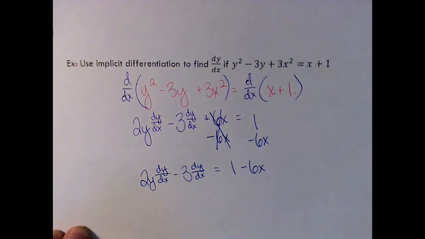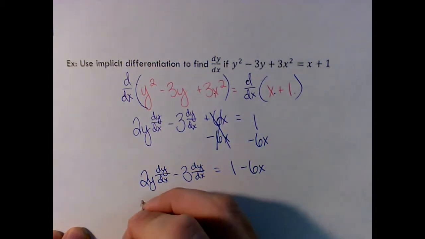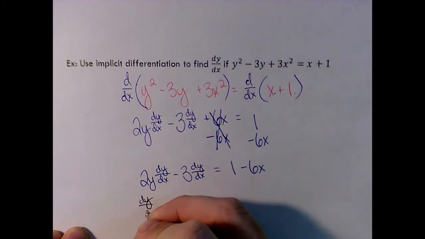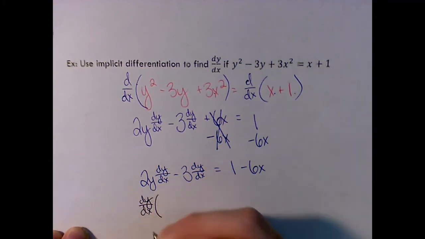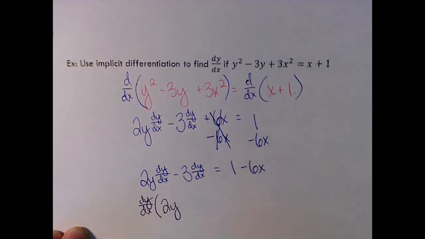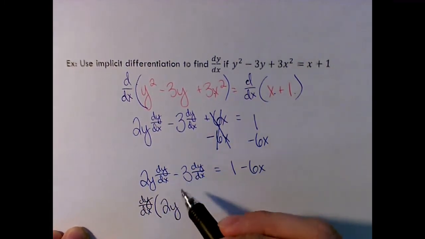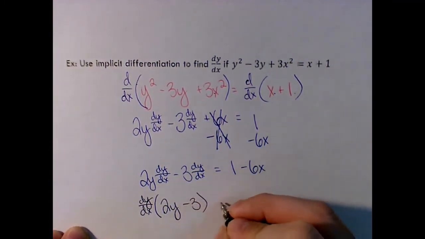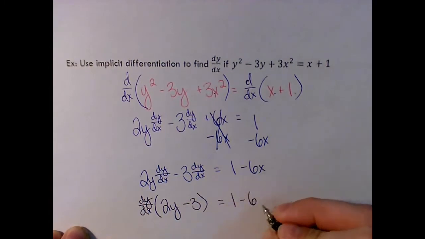Now that I have nothing but dy/dx terms on the left side, I'm going to factor out a dy/dx from everything on the left. When I factor a dy/dx out from 2y dy/dx, I'm left with 2y. And when I factor a dy/dx out from negative 3 dy/dx, I have negative 3. The right side doesn't change.